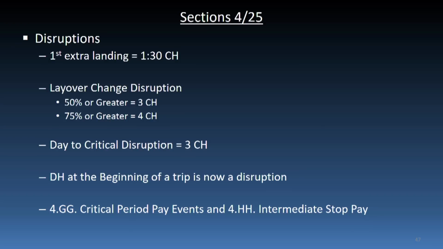We were able to add a day to critical disruption. So if you've got a trip where more than half of the duty periods are day duty periods, and they revise your trip so that more than half of your duty periods touch the critical period at any point, then you would get 3 credit hours. We were able to add the deadhead at the beginning of a trip. So if you have a deadhead at the beginning of the trip and they take it away, now you have to operate, you get a duty period disruption. And that doesn't keep you from receiving other disruptions in that duty period, just as the end deadhead doesn't now.